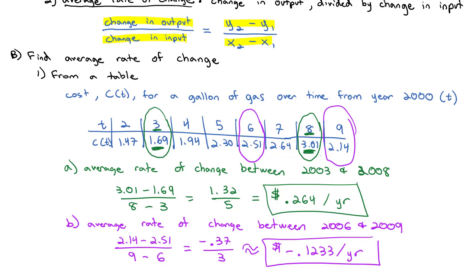And now this one's negative, and I want to notice what negative means here. In this case, negative means the price has gone down. Notice from the 2.51, it went down to 2.14, and that's why we've got a negative average rate of change, showing that the price was decreasing on average between those years. So the way we can find the average rate of change from a table is simply finding the change in output and dividing by the change in input.